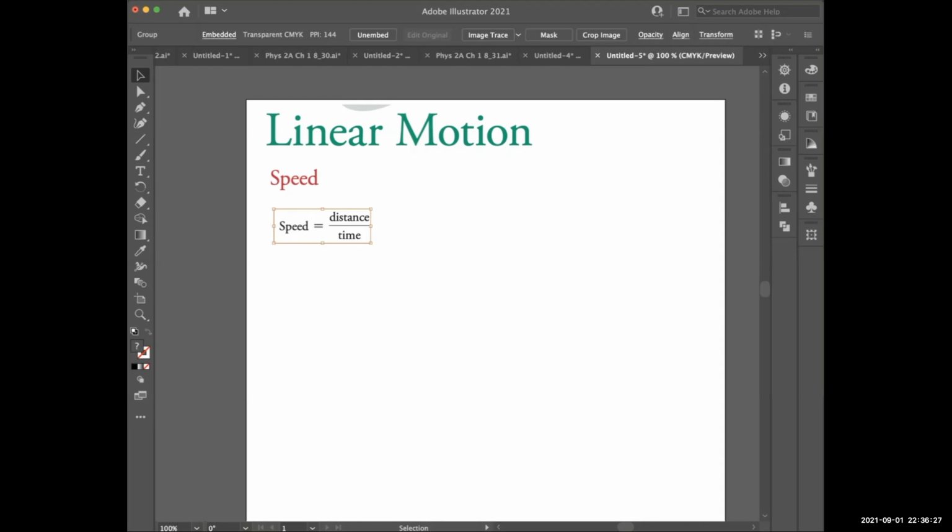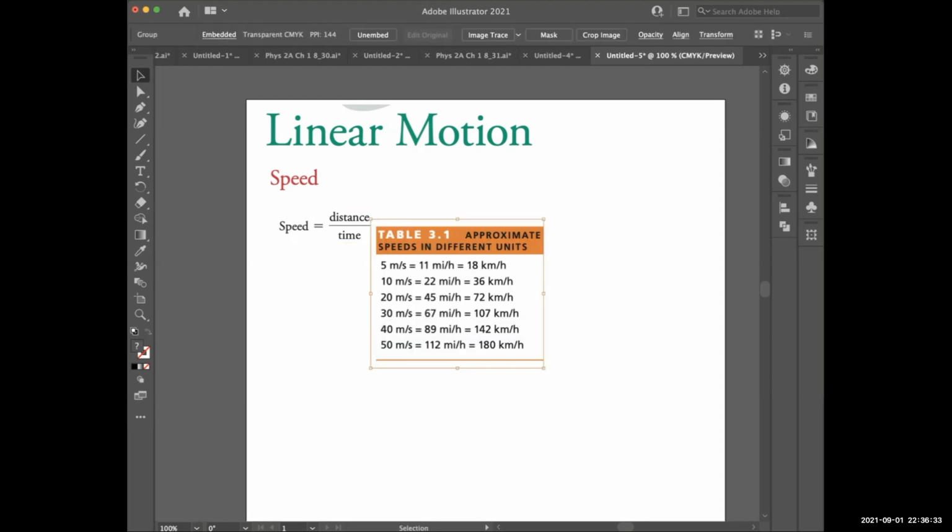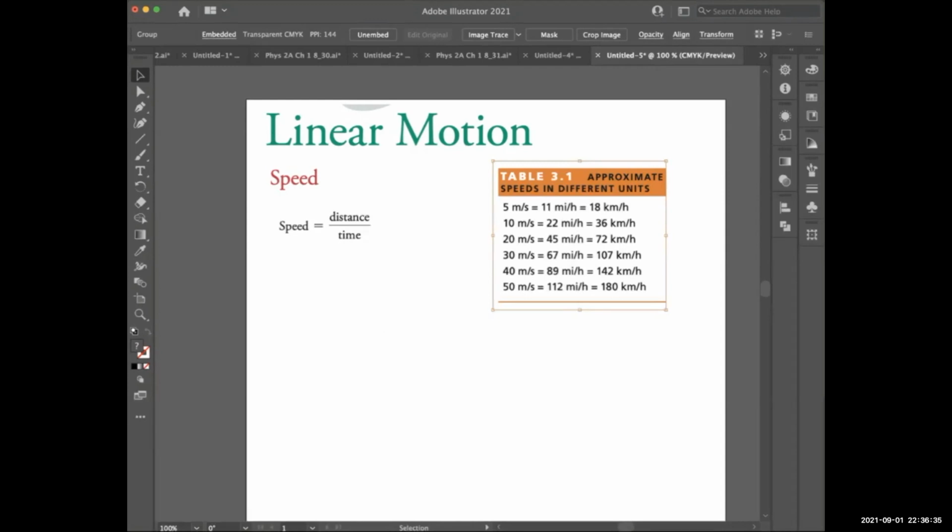Here are some useful conversions between them. I'll often use meters per second because it's SI, but if you want a conversion to miles per hour, here's the conversion. At 5 meters per second, it's about 11 miles per hour or 18 kilometers per hour. So walking speed's about 2 or 3 meters per second.